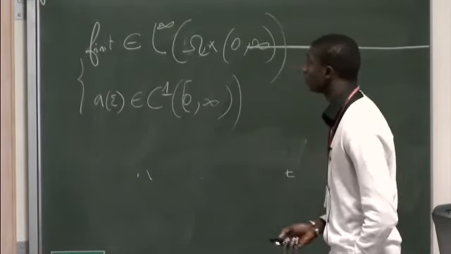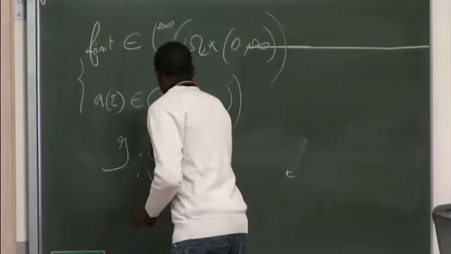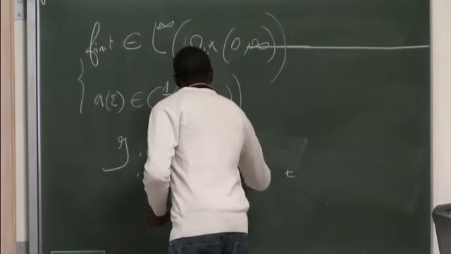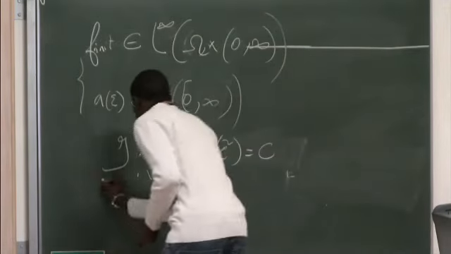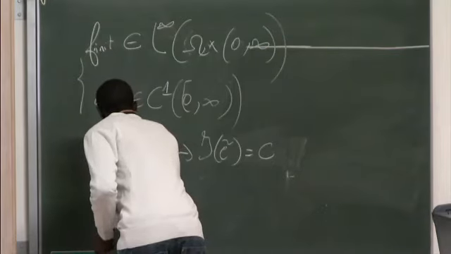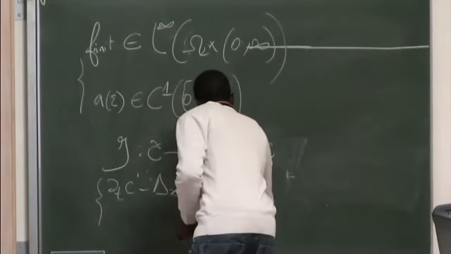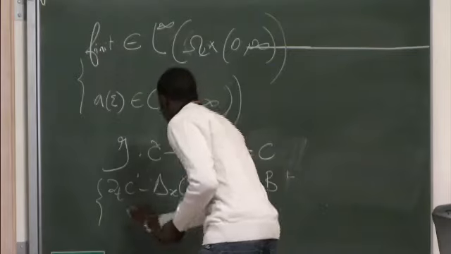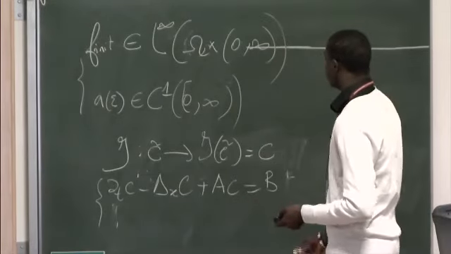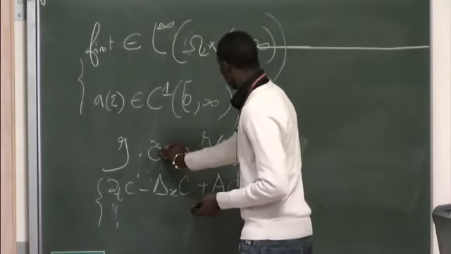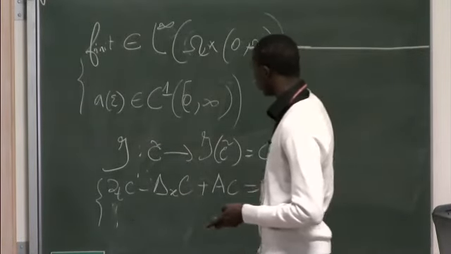And the proof is done as follows. We have defined a mapping F, then for C tilde we associate C satisfying our diffusion equation, partial t C minus Laplacian C plus A(x)C equal B with our boundary condition, and our objective is to prove that there exists a fixed point for this mapping.